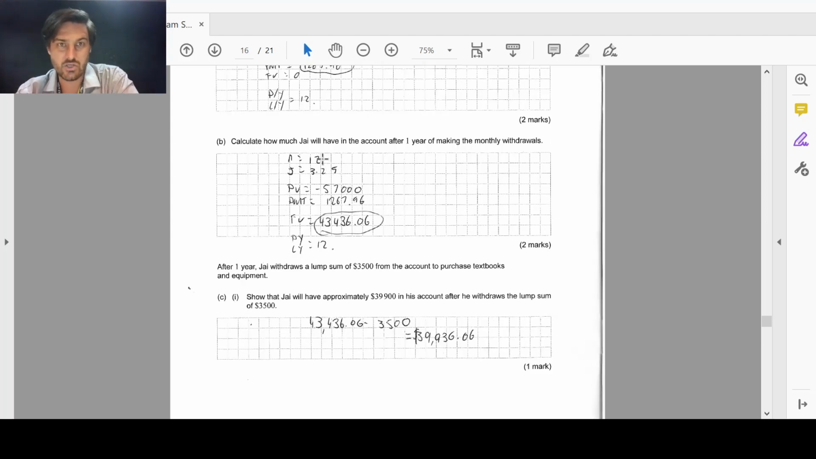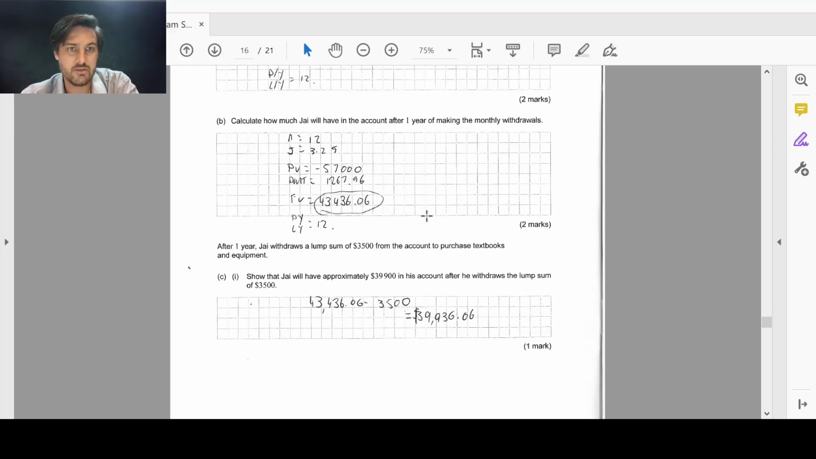This one here is asking you to see how much he's got after 1 year. So we would have that 1276.96. He starts with that amount, and that stays the same. What we're actually after is our N value of 12, because we're after how much is in the account after 1 year. So if we change N to 12 and calculate for our future value, that will give us how much we've actually got left.